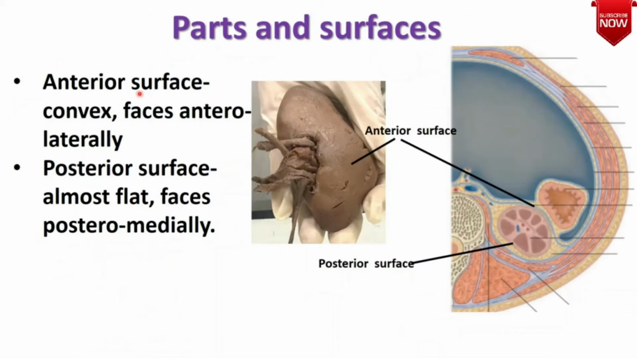So the kidney has anterior and posterior surfaces. The anterior surface of the kidney is convex and faces anterior-laterally. Here you can appreciate the convex anterior surface of the kidney directed anterior-laterally. The posterior surface of the kidney is almost flat and faces posterior-medially.